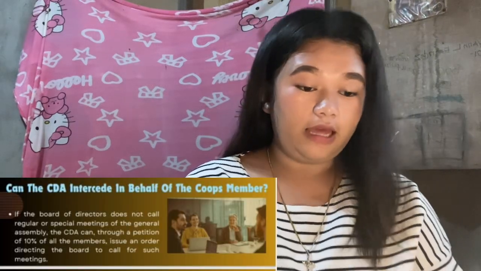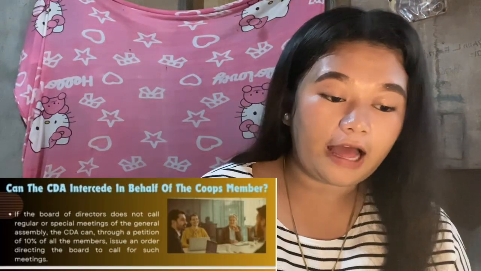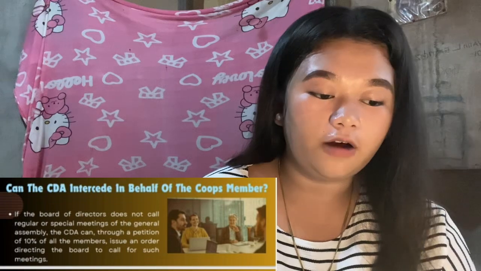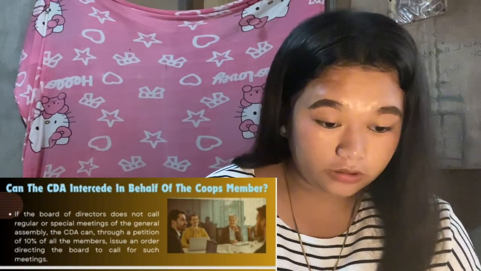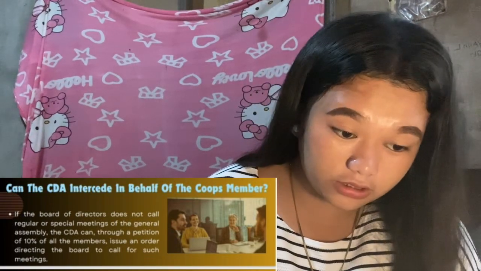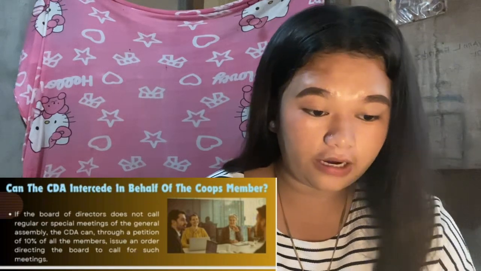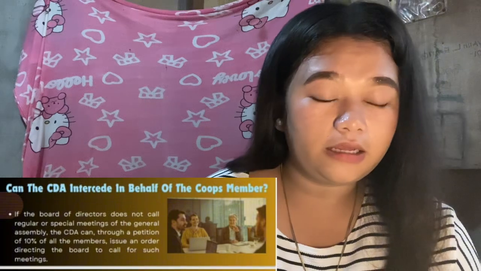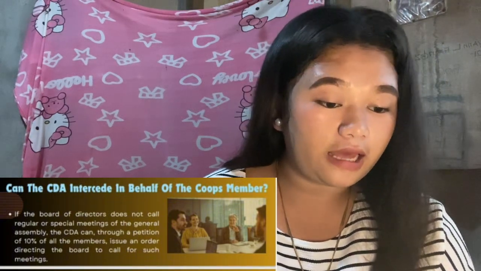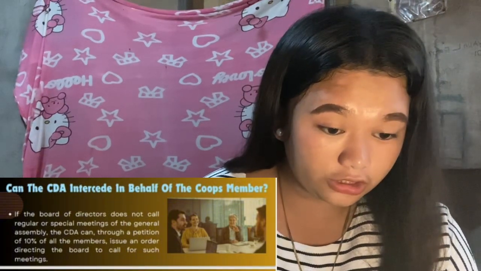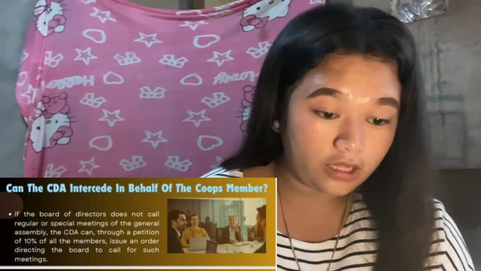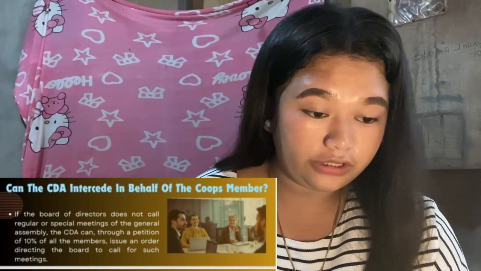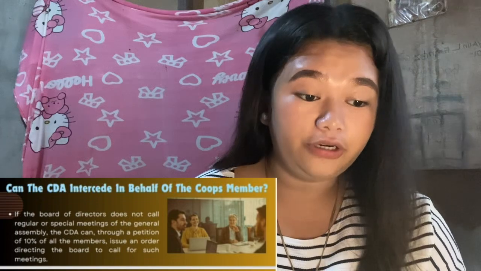Then the next one is, can CDA intercede on behalf of the co-op members? So if the board of directors does not call regular or special meetings of the General Assembly, the CDA can, through a petition of 10% of all the members, issue an order directing the board to call for such meeting.